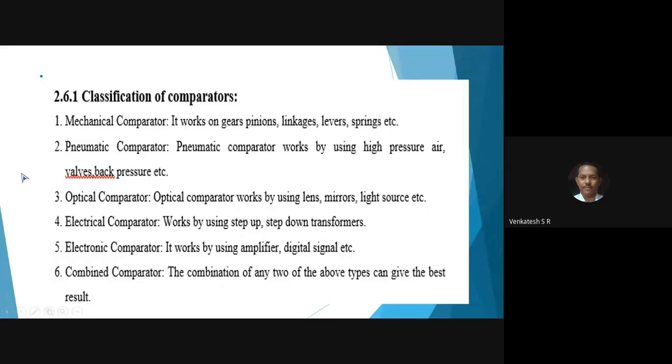Next, come to the point, optical comparator. Optical, the name itself, light and lens. Light and lens and mirror system used in comparator.